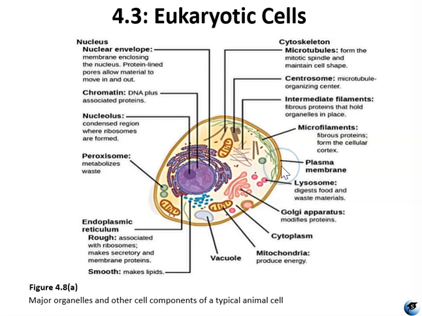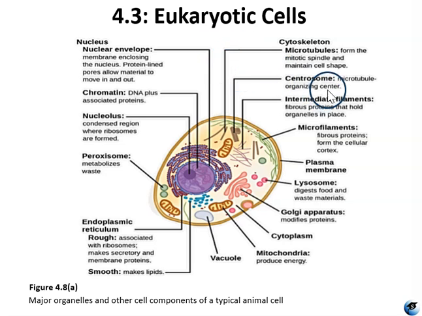Then, of course, the plasma membrane. This is also called the cell membrane. It's found in all cells, and it separates the interior of the cell from the outside environment. We'll talk about microfilaments, intermediate filaments, and microtubules in a little while. Also, the cytoskeleton we'll speak some more about.